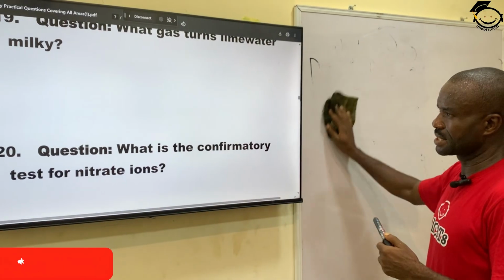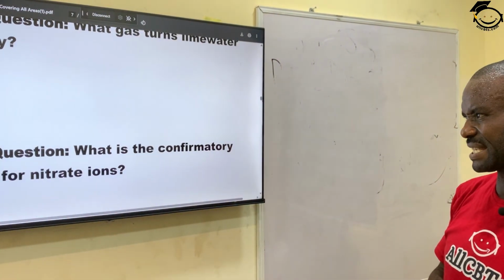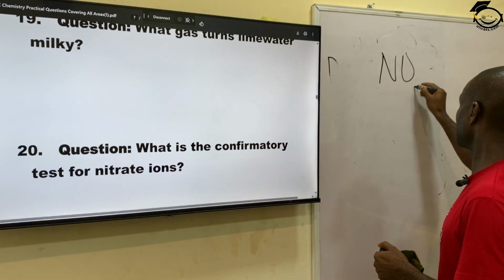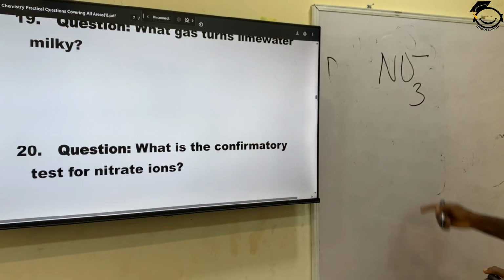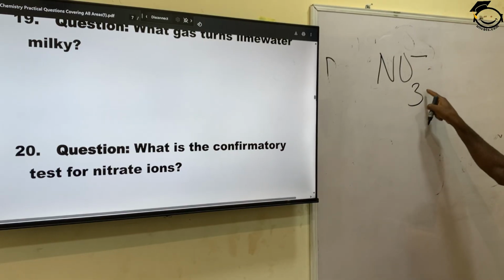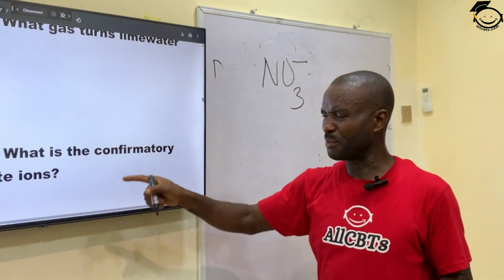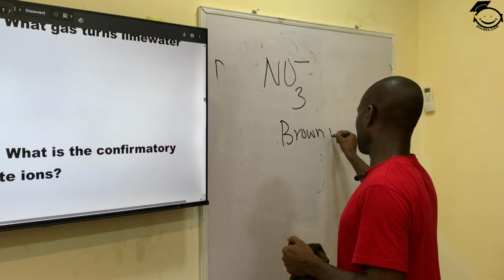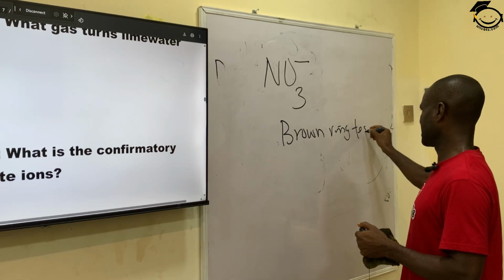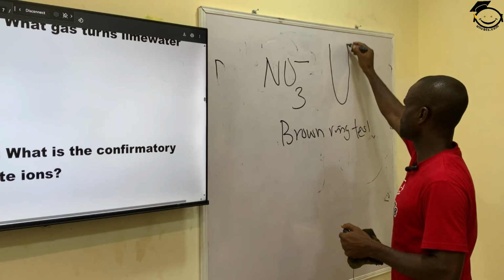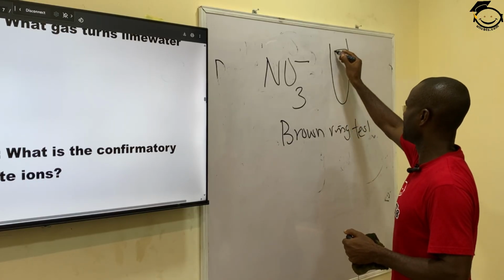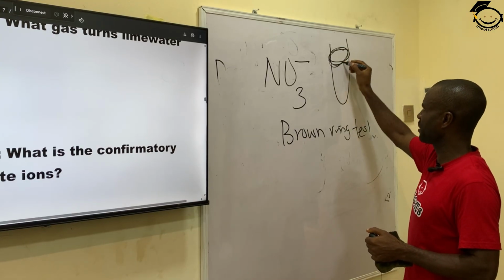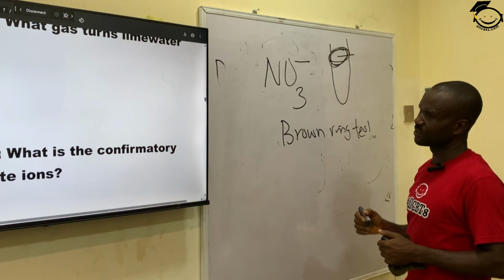Question 20 says, what is the confirmatory test for nitrate ion? Nitrate ion is written with the symbol NO3 minus. That's a nitrate ion. The confirmatory test is called the Brown ring test. It is called the Brown ring test because when you react these together, the solution forms a kind of ring on the surface of the test tube. You see a ring, brown in color. So that's why we call it the Brown ring test.